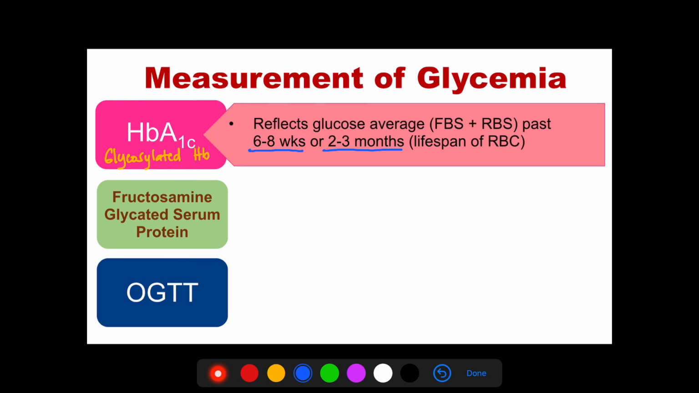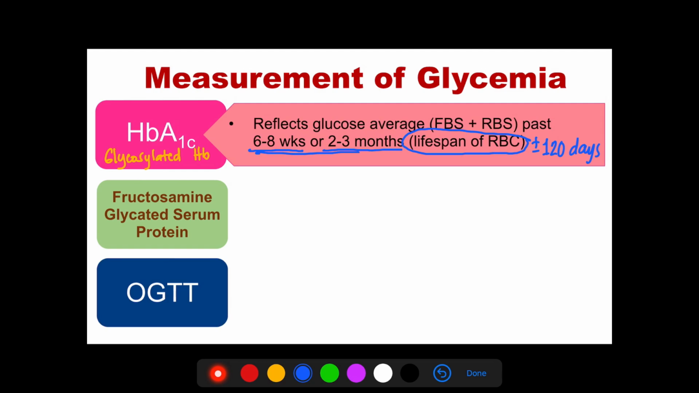So in short, this is a long-term monitoring of blood glucose concentration. And these numbers correspond to the lifespan of our red blood cells, which is also estimated to be about 120 days. And this glycosylated hemoglobin does not need fasting, unlike your fasting blood sugar and the oral glucose tolerance test. So this one will reflect the amount of glucose that is bound to the protein inside of your RBC.